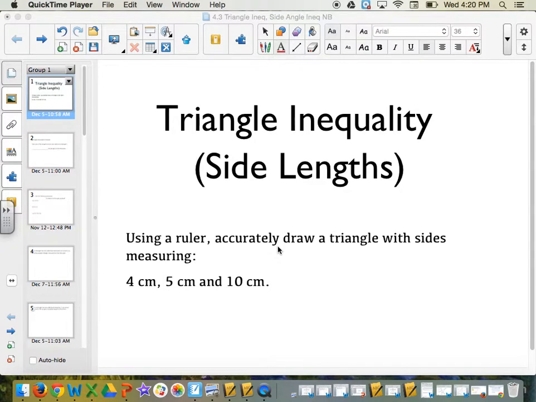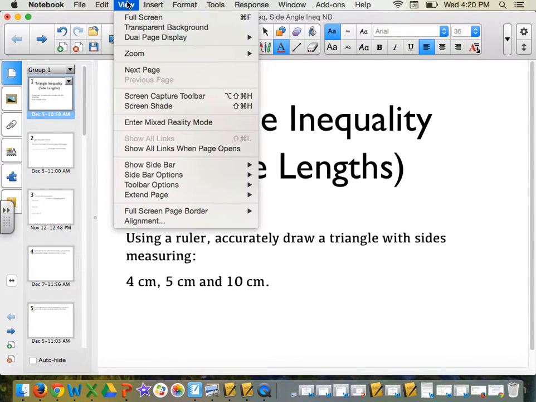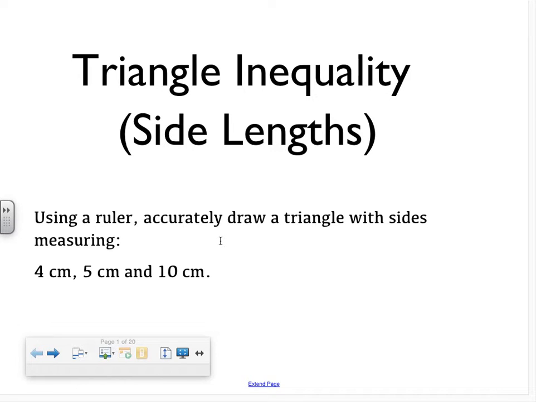Hello. So hopefully you have done some sort of discovery or interactive thing to think about the sides of a triangle, like what the measurements could be, what's possible to create a triangle. So here's this presentation. We can call this the triangle inequality.